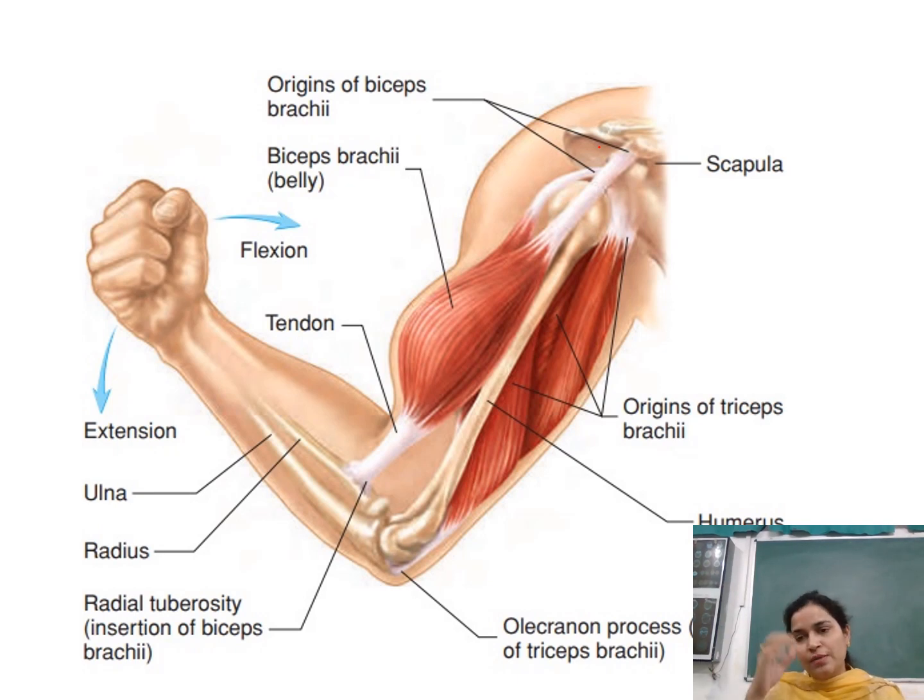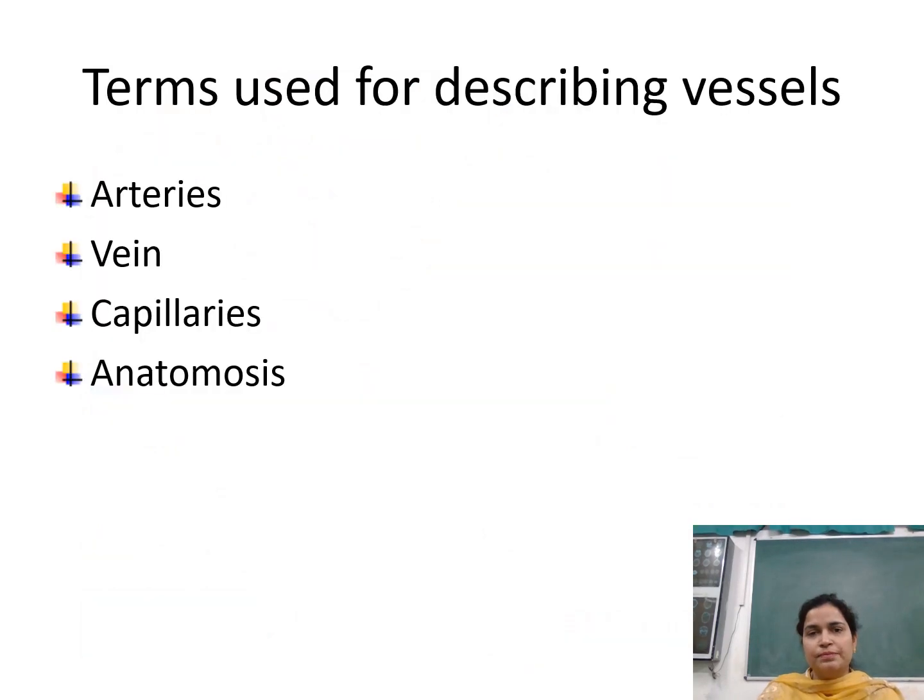When the muscle comes into action, the muscle belly becomes taut and is in a contraction state, and we can palpate and feel that muscle. So this is the muscle belly. Origin is there, insertion is there, muscle belly is there, and then the tendon. So these are the terminologies related to the muscles.